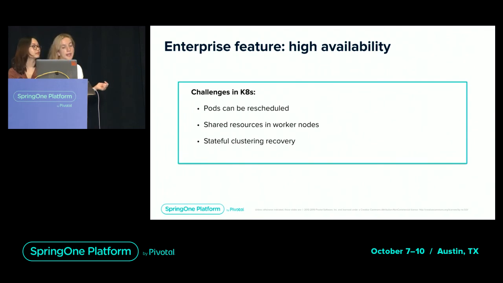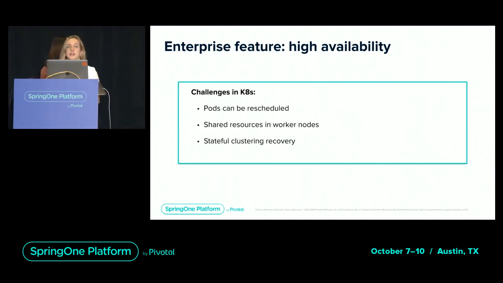So the challenges in Kubernetes here are that pods can be rescheduled for a variety of reasons. And when pods share worker nodes with other pods, a pod might get bumped or rescheduled if there's a constrained resource. The other challenge here is that stateful clustering recovery is known to be challenging in Kubernetes. This can either happen because there's an issue with RabbitMQ or due to the underlying Kubernetes cluster.